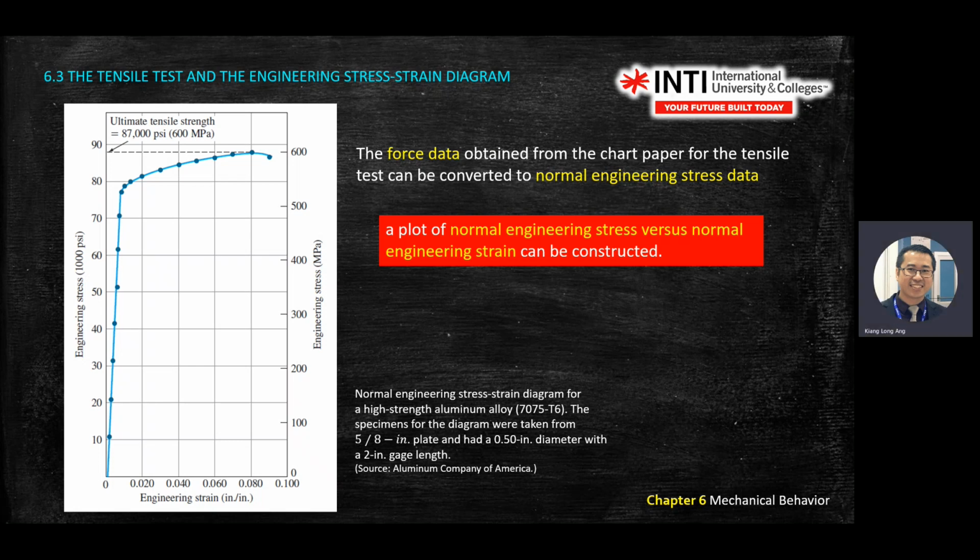Now, how do you plot this graph in an experiment? Again, what is the stress definition? Force divided by area. What is strain? Change of length divided by total length. Area, you can calculate before the experiment. You measure the diameter and calculate the area. If it's a round sample, then it's pi d squared divided by 4, or pi r squared. Total length, you can measure.